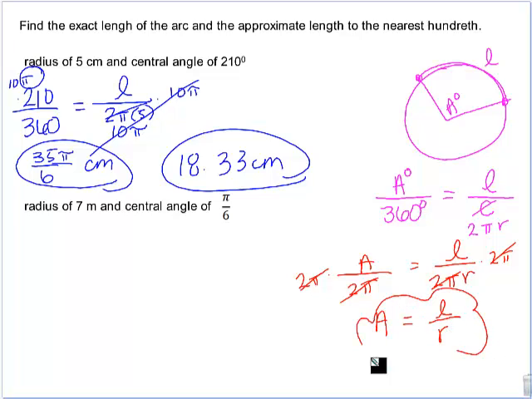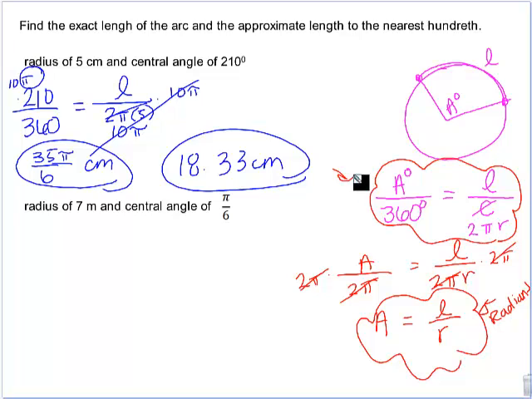So this only works if we have radians. Our other formula works for degrees. So what is the central angle in radians equal to? What proportion? Describe that to me in words, what L over R is.